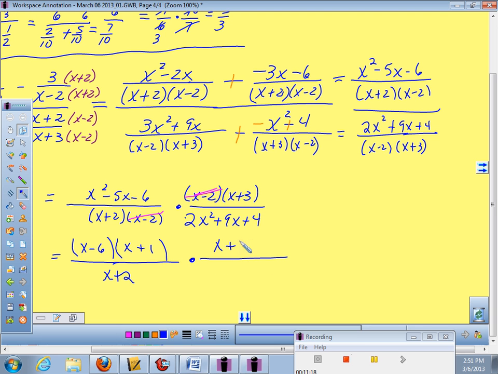And so, you think 2x squared plus 9x plus 4? Will that unfoil?